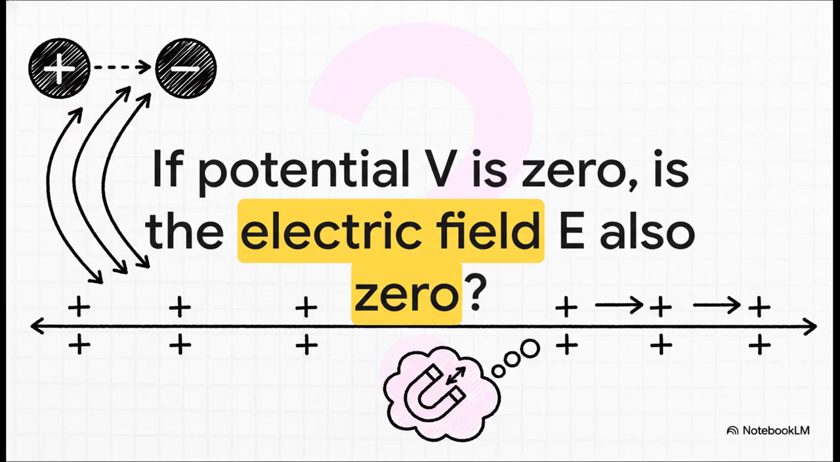We just proved that the electric potential, V, is 0 all along that middle plane. So, does that automatically mean the electric field, E, is also 0 there? Remember, the electric field is related to the force a charge would feel. If you placed a little positive test charge right on that plane, would it feel a push or a pull? That's something to chew on.